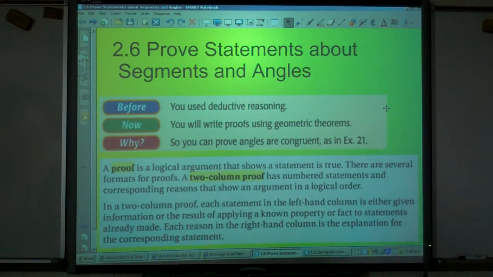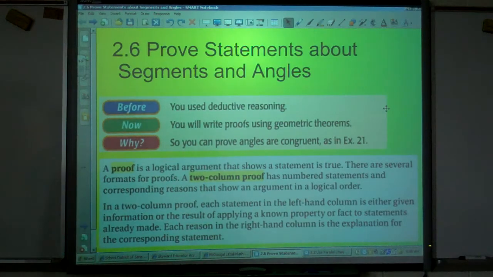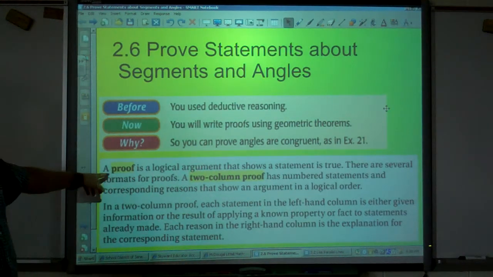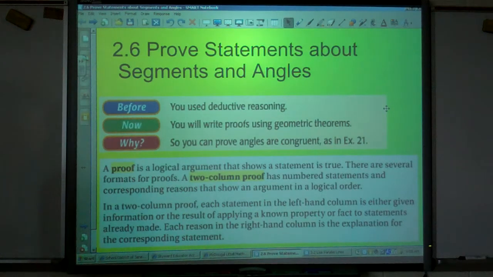Alright, today we're going to talk about proving statements about segments and angles by using deductive reasoning, and we will write proofs using geometric theorems. A proof is a logical argument that shows a statement is true. There are several formats for proofs. One of them, which we are using, is a two-column proof.